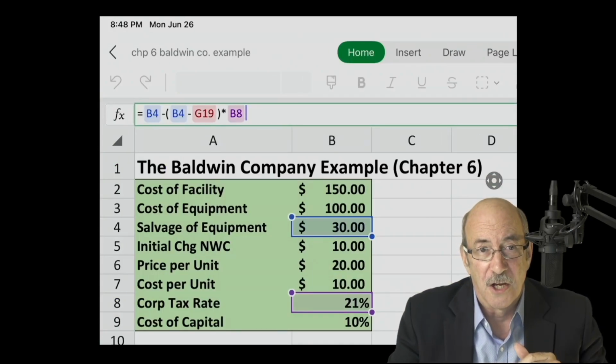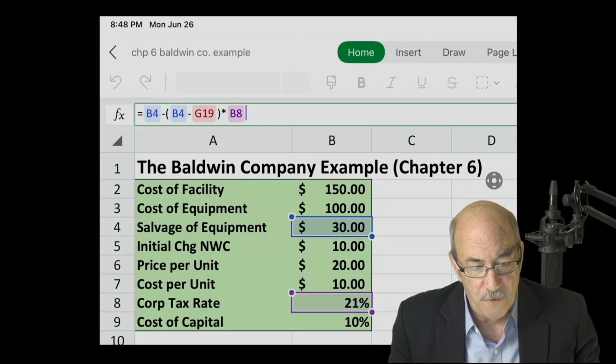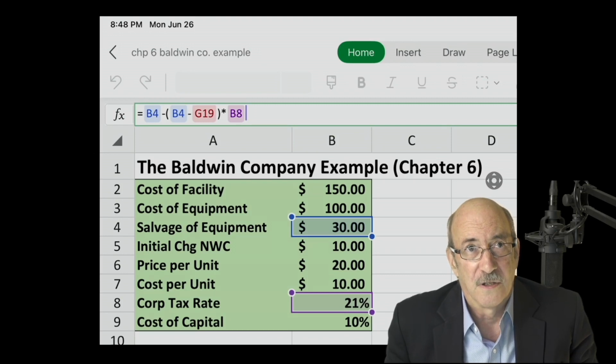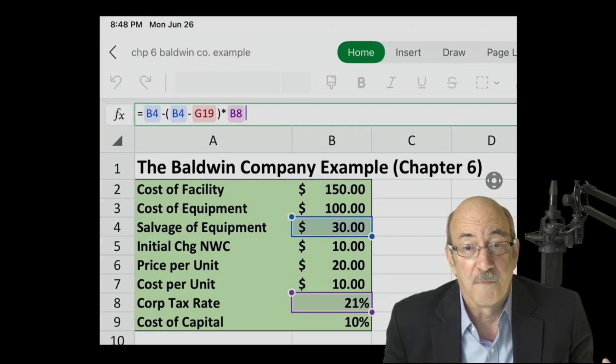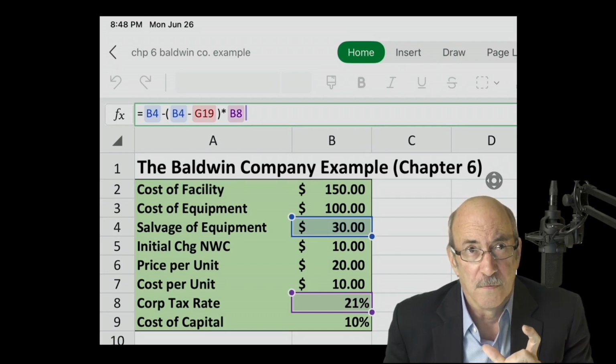So what I've done here is I've found B4 minus that basis. That tells me the amount that's going to be taxed. And then I multiply that simply by the tax rate, B8, that 21%. I subtract off that tax due, and that becomes my net salvage value. Okay?